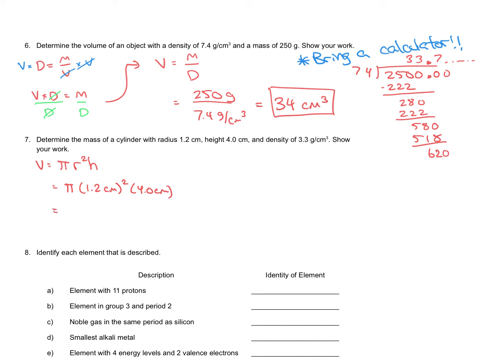Okay, so I'm going to go on my calculator here. I'll push the pi button, multiply 1.2, multiply by another 1.2 because it's squared, and then multiply by 4, and that's giving me 18.1 centimeters cubed. So that's the volume, and then mass can be calculated by multiplying that volume by the density. It's 18.1 centimeters cubed times 3.3 grams per centimeter cubed, and that'll do it for you.